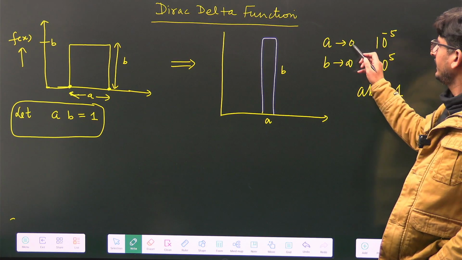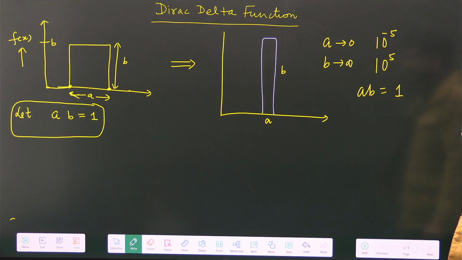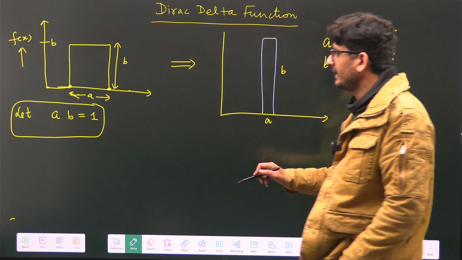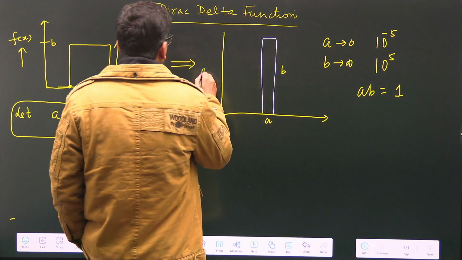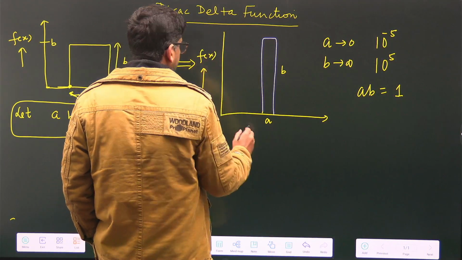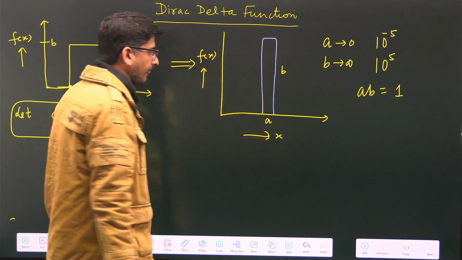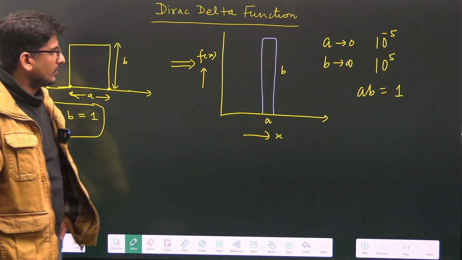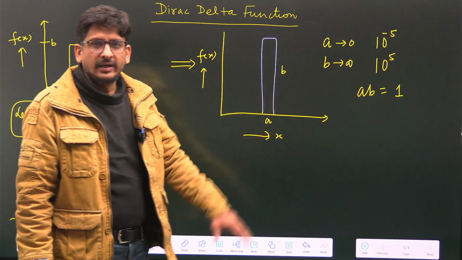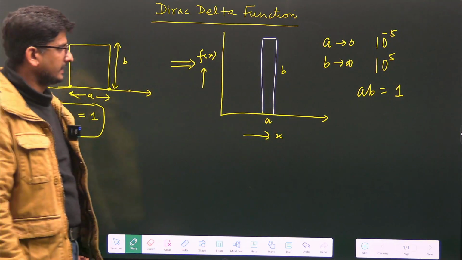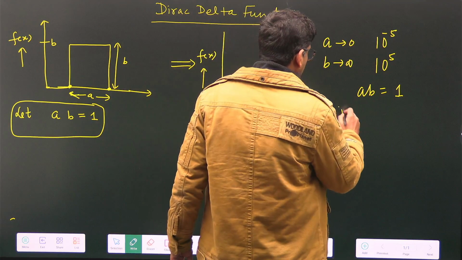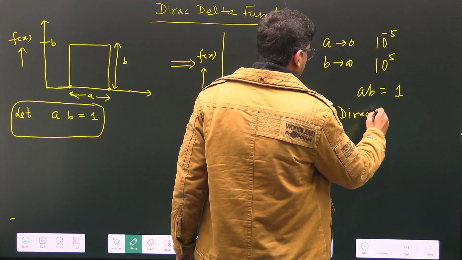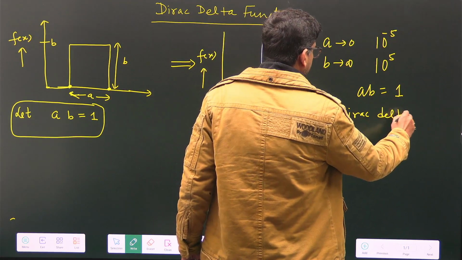So mathematically, the quantity which is very, very small is 0, and the quantity which is very, very large becomes infinity, and still the area is conserved. Still the area is 1. Correct? Now, this is called the Dirac delta function.